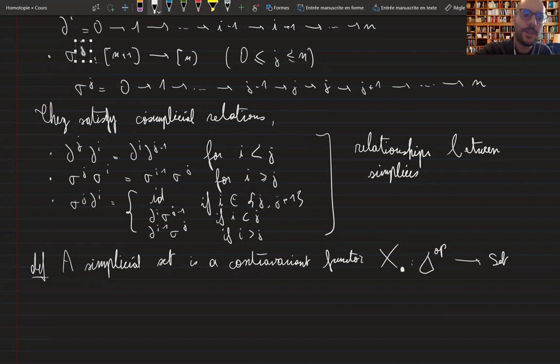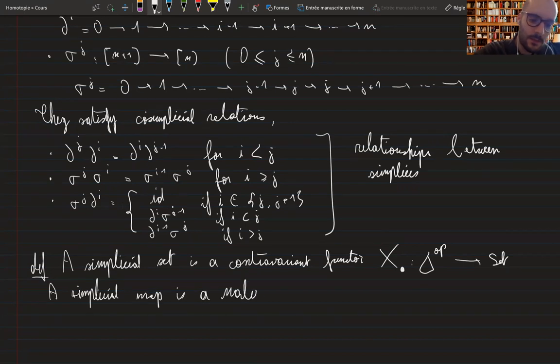So using this description, a simplicial map is a natural transformation.